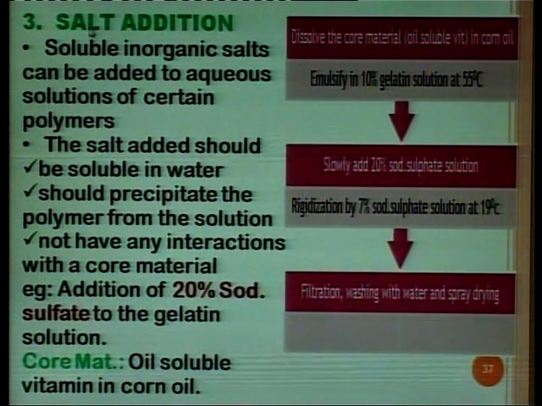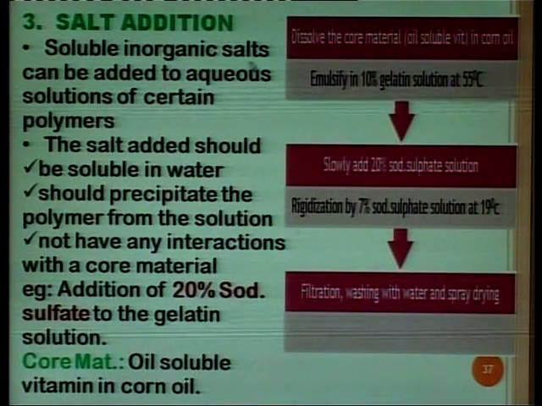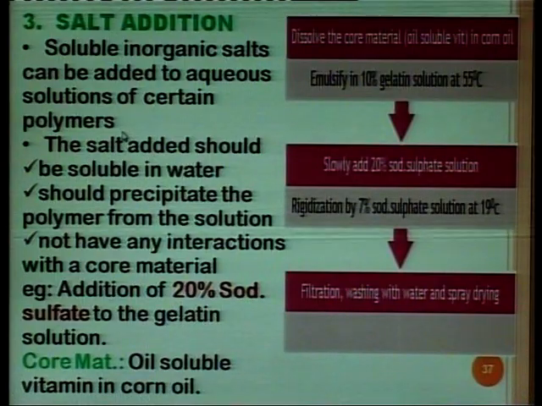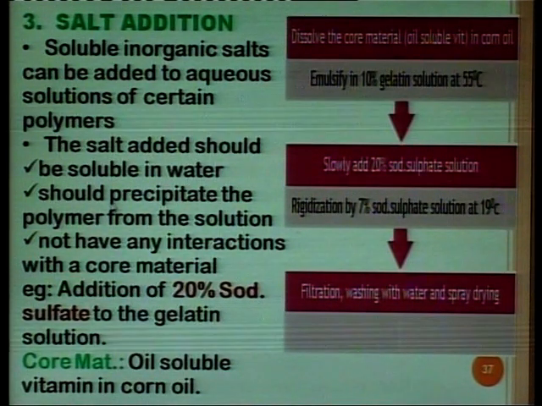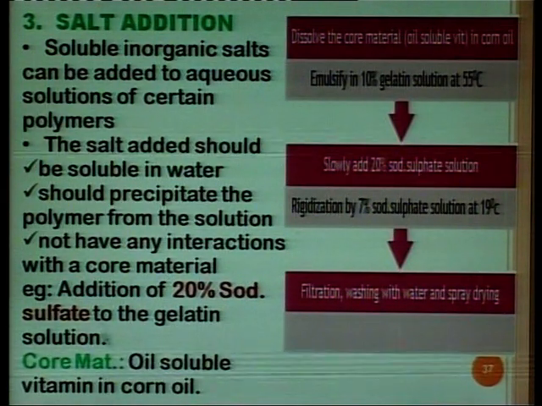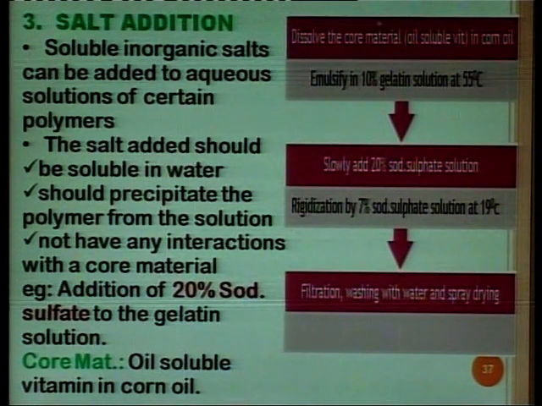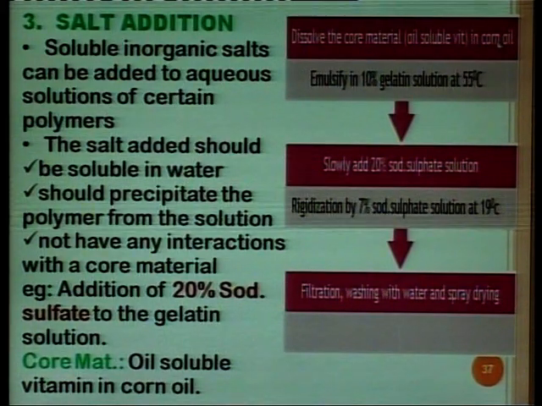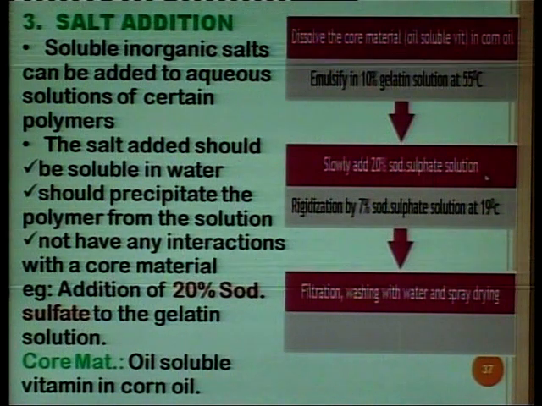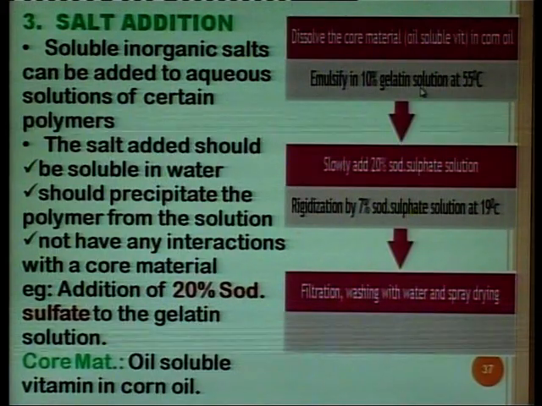In the salt addition method, soluble inorganic salts can be added to aqueous solutions of certain polymers. The salt that is added should be soluble in water, should precipitate the polymer from the solution, and should not have any interactions with the core material. In this method, the core material is an oil soluble vitamin in corn oil, and the coating material is the 20% sodium sulphate solution which is added to the 10% gelatin solution.